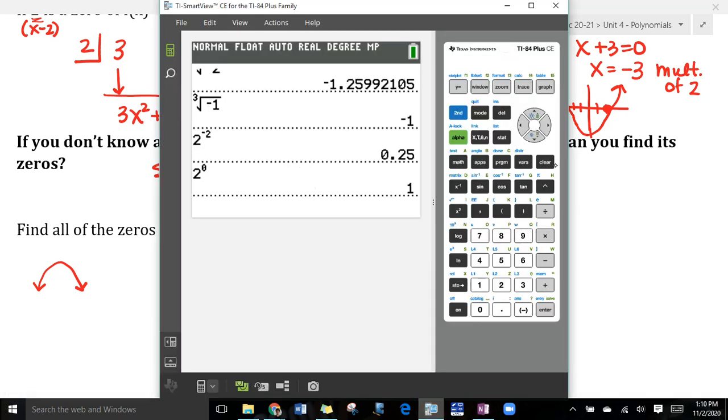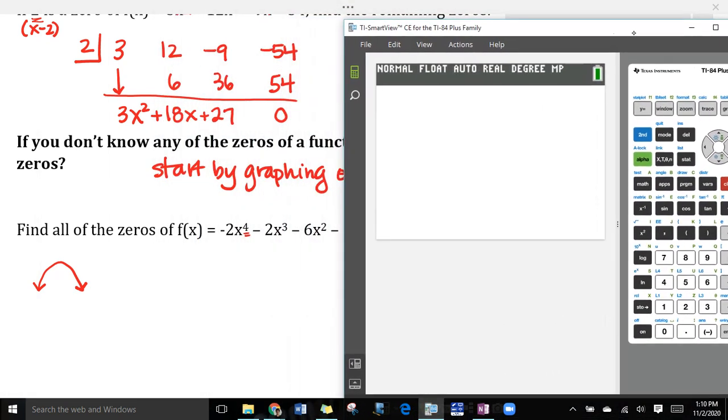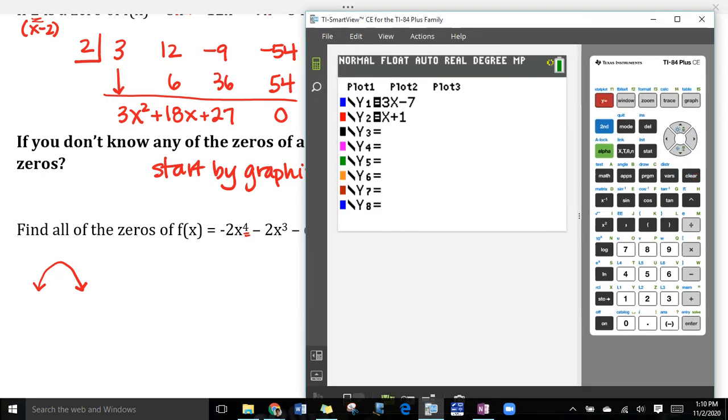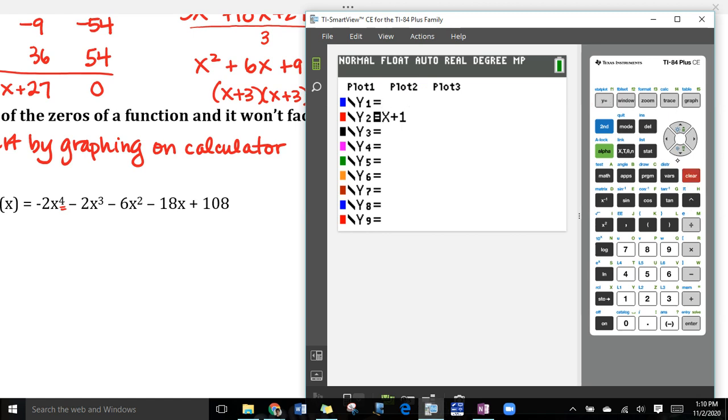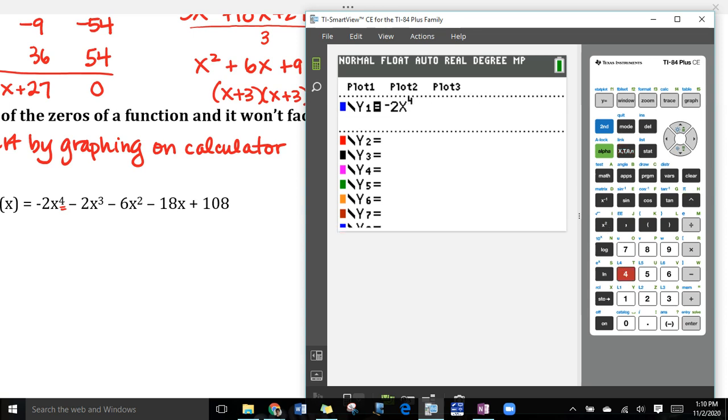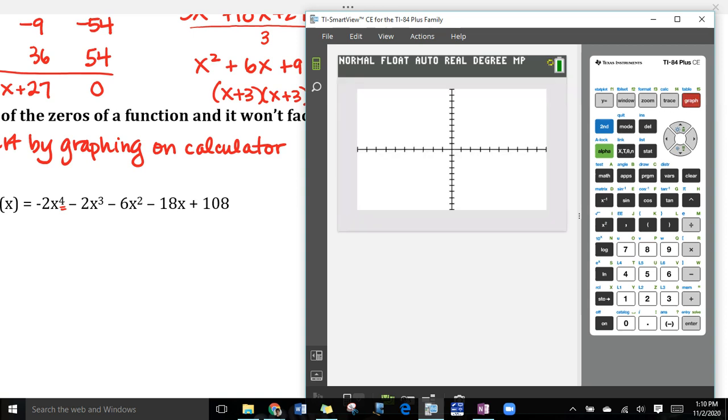Okay, so I'm going to pull up my calculator, clear out this stuff. Y equals, I'm clearing out my old equations: -2x to the 4th minus 2x to the 3rd minus 6x squared minus 18x plus 108. Now, as we graph this, if we see 4 x-intercepts, we're golden and we have no additional work to do. If we see less than that, then that just means we've got some work to do.